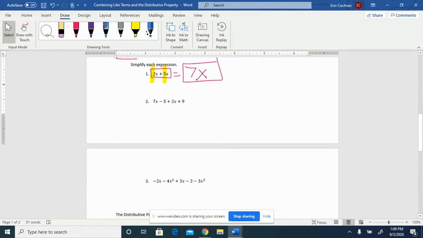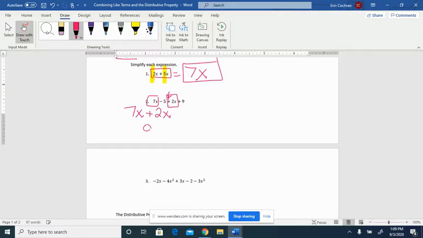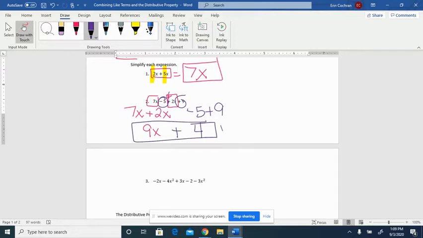Number 2 here, we have 7x minus 5 plus 2x plus 9. 7x is alike with 2x. We always follow the sign directly in front of the coefficient. So we're going to take 7x plus 2x, gives us 9x. Then we also have the constant of negative 5 and positive 9. So we have negative 5 plus 9 is a positive 4, so we put a plus sign between 9x and 4. Now, these are unlike, 9x and 4, so this is your final answer.